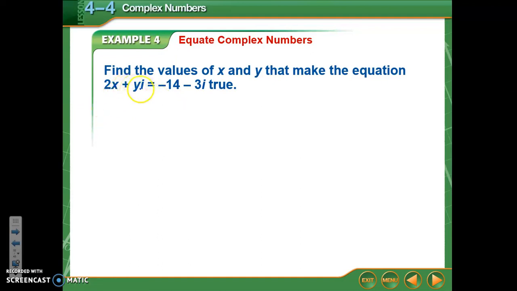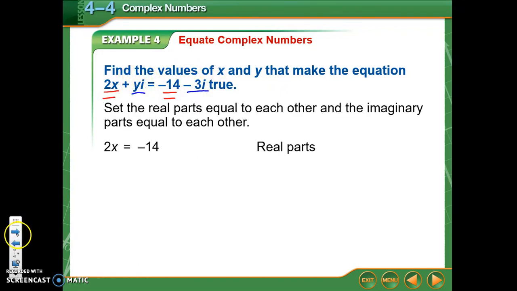In this equation, I find my parts with i, and those are my imaginary parts. So I know those have to be equal. Then the other parts that do not have i are my real parts. So I'm going to say, okay, if this is going to be a true equation, 2x has to equal negative 14, because those are my real parts. And then y times i has to equal negative 3 times i, because those are the imaginary parts.